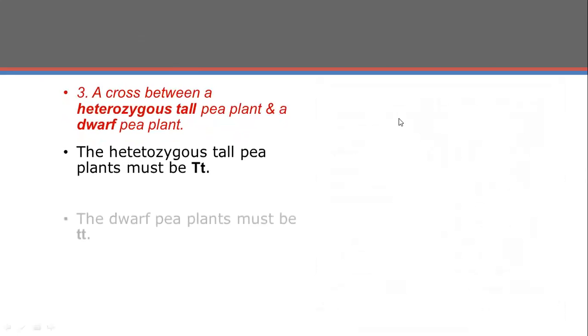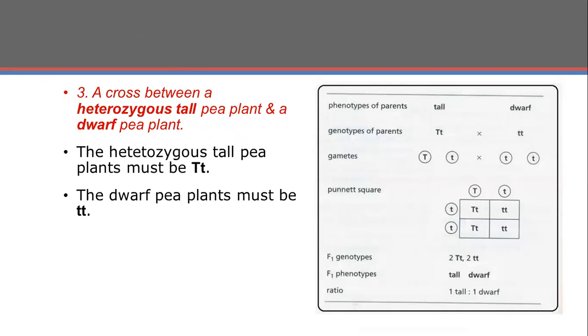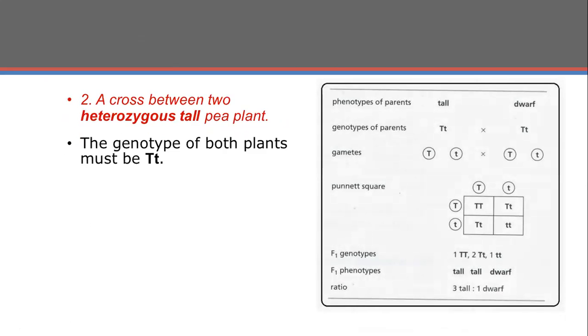I put here a wrong one. Let's see if this one is right. Okay, it's right. Only this word is wrong. Dwarf here, replace it by tall. So both of them are tall, as it says here, but they are heterozygous, they are different.